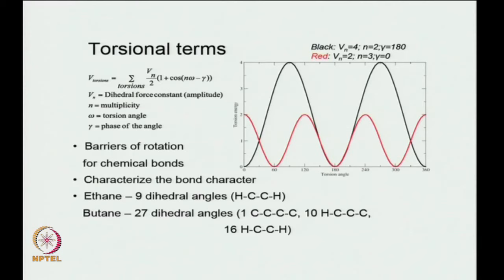Now, the torsion term as it goes, you look at n, n is a multiplicity, multiplicity essentially is the periodicity of this torsion. Okay. So, n is equal to 1, 2, 3, 4, it can go like that. Omega is the torsion angle, the angle around which we are doing this torsion application, and gamma is referred to as the phase angle, and you know these are different. This red one is for n is equal to 3, where periodicity is 3, and this one is for n is equal to 2, gamma is equal to 180.